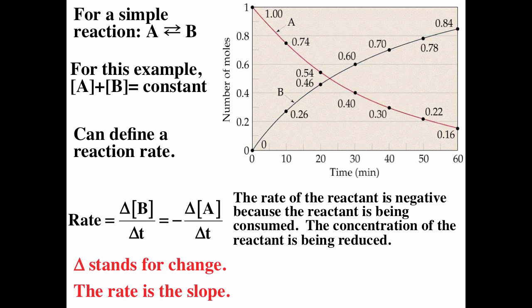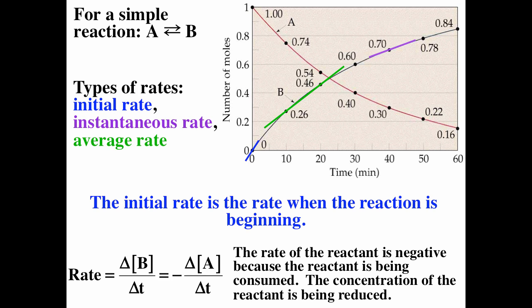That minus sign is important because the rate of change for A should be negative because it's the reactant, and so we add a negative, and that gives us a positive. And delta just stands for change. And so there are actually 3 different rates that we can talk about: initial rate, instantaneous rate, and average rate. And so later we'll talk a lot about initial rate, and so we'll talk about determining the exponents for the concentrations using initial rate data. Initial just means the rate at the beginning.